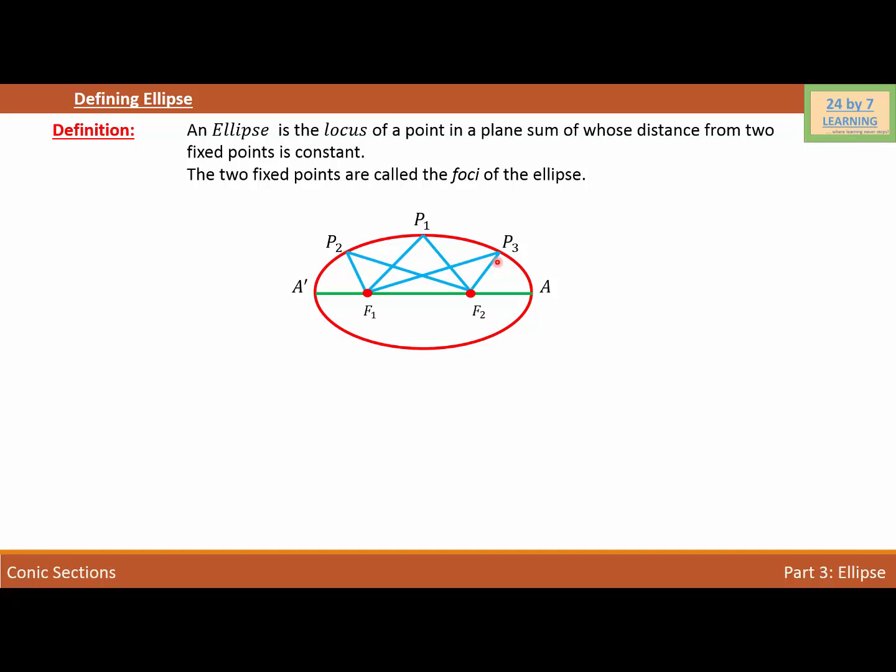Now, if I use the definition of the ellipse, then the sum of distances from F1 and F2 for all these points P1, P2 and P3 respectively should be the same. So we can use the definition and write F1P1 plus F2P1 is equal to F1P2 plus F2P2, which is equal to F1P3 plus F2P3, which is equal to constant, because that is what the definition of ellipse talks about.